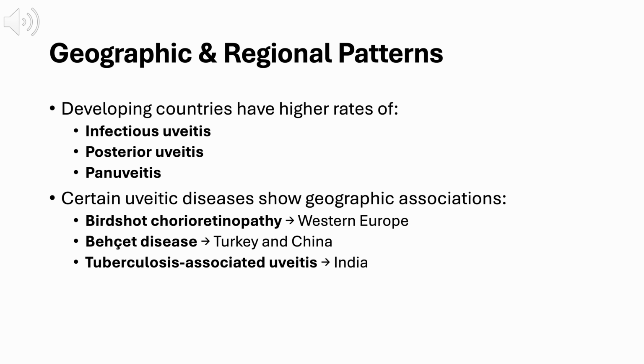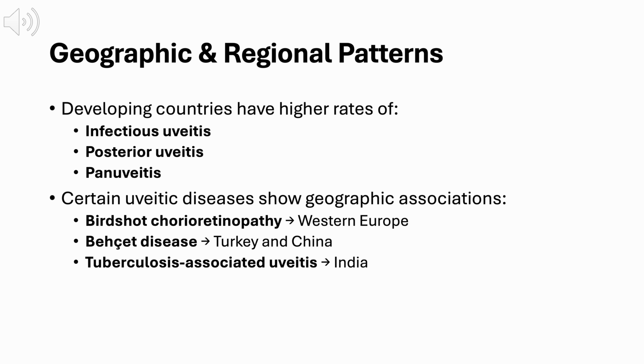Geography shapes uveitis in ways that matter at the bedside. Developing countries see higher rates of infectious uveitis and of posterior and panuveitis, and several specific diseases cluster regionally: birdshot chorioretinopathy in Western Europe, Behçet disease in Turkey and China, and tuberculosis-associated uveitis in India. The practical lesson is that a patient's geographic origin and travel history are genuine diagnostic data. Where someone is from or has been can move a disease up or down your differential before any test is ordered.